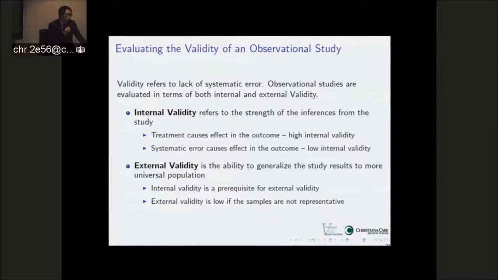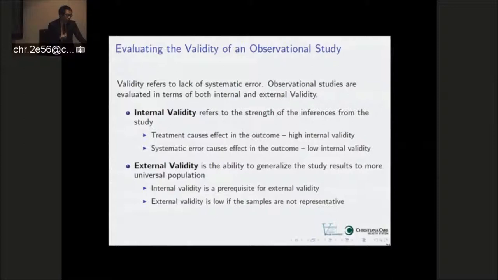So if the treatment causes the effect in the outcome, we can claim this is high internal validity. If systematic error causes the effect in the outcome, we call this low internal validity. Which means if the change in the outcome mostly comes from systematic error or some confounding, we know that for this specific study the internal validity is very low.